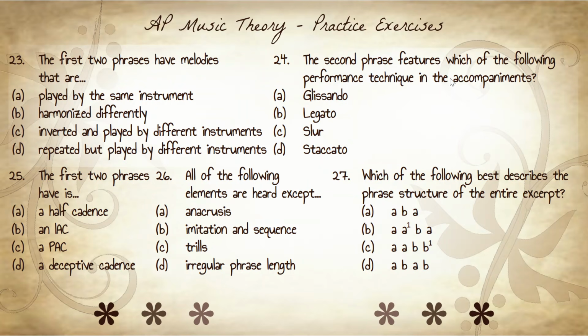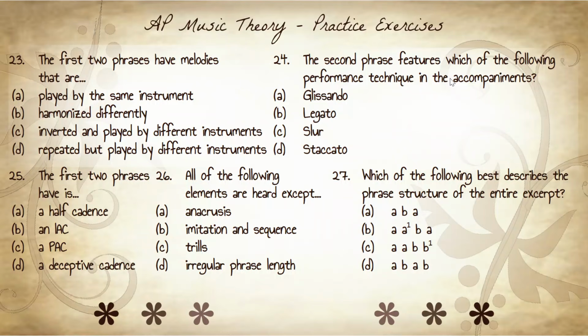Question 25. The first 2 phrases both end with A. A half cadence, B. An imperfect authentic cadence, C. A perfect authentic cadence, or D. A deceptive cadence. There's also a note that says, notice that the first 3 questions pertain only to the first 2 phrases. Each question gives specific directions regarding where to listen and what to listen for.